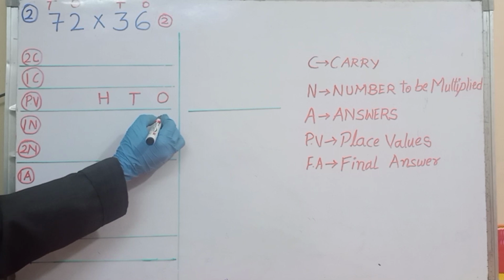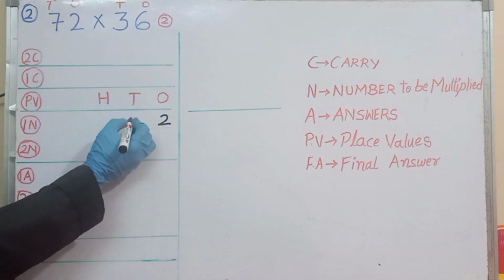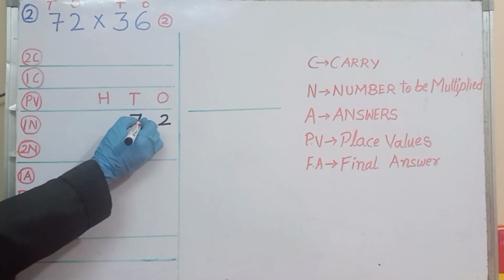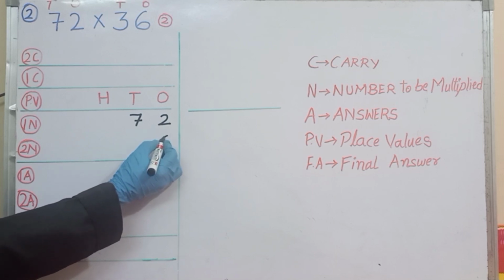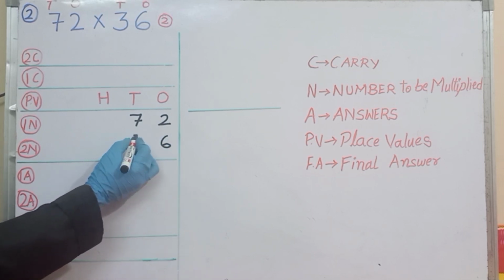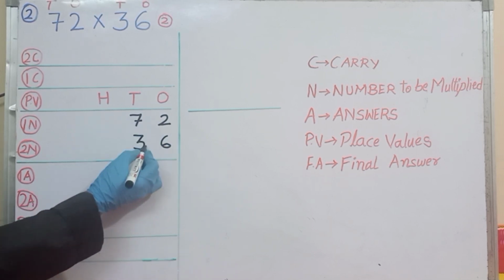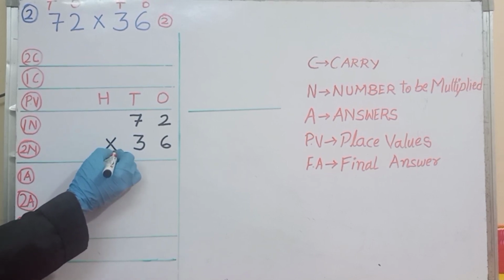Now I'll copy down the question. In ones place I have 2. Then in tens place I have 7. Now for the second number, in ones place I have 6. And in tens place I have 3. Now we have to multiply these two numbers.